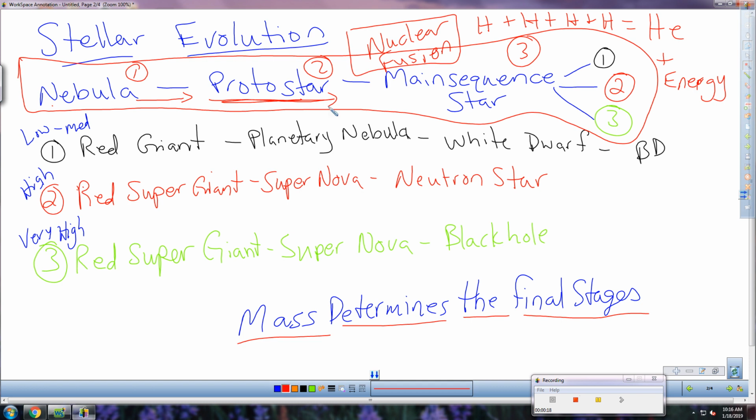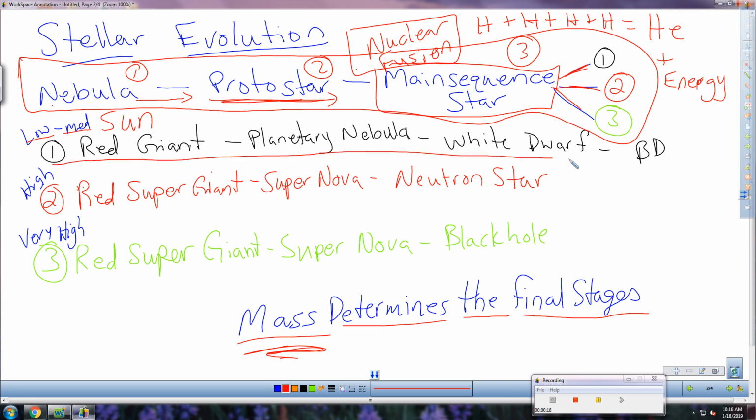Yep. So nuclear fusion starts. Once nuclear fusion starts, you are now a main sequence star. You will continue that process, burn hydrogen, burn hydrogen, burn hydrogen, until you're out of hydrogen. Once you're out of hydrogen, then you start burning helium. You turn that into carbon, carbon into iron, into other things. But this is where we start our different paths. Our paths are determined by our mass. So if we are a low to medium mass star, which is what the sun is, we're going to follow this path right here.